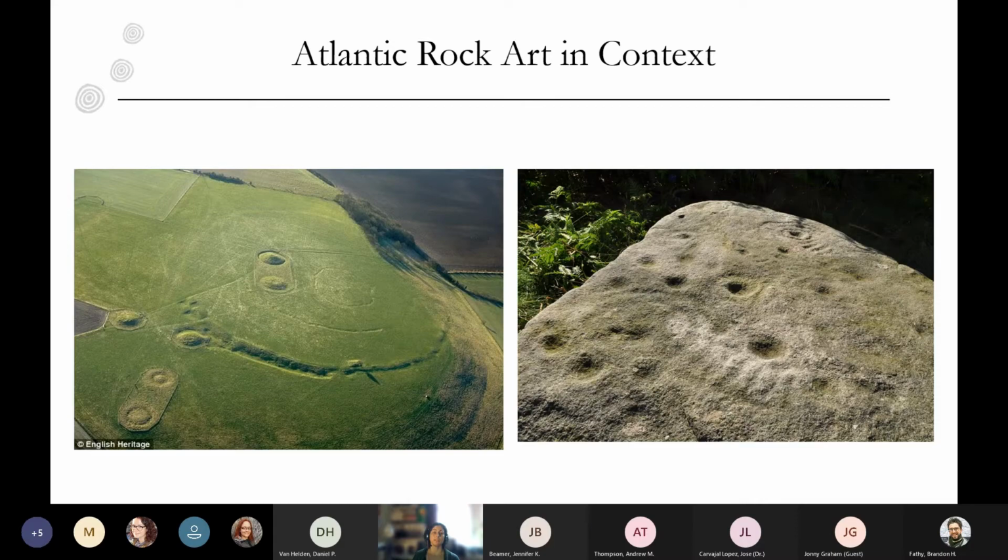And also, finally, Atlantic rock art is imbued in this idea of transformation, not only physical, but also social and cultural. So we see Atlantic rock art changing with societies. And from the Neolithic to the Bronze Age, it changed its rhythms of making and use, and the perceptions towards it changed as well.